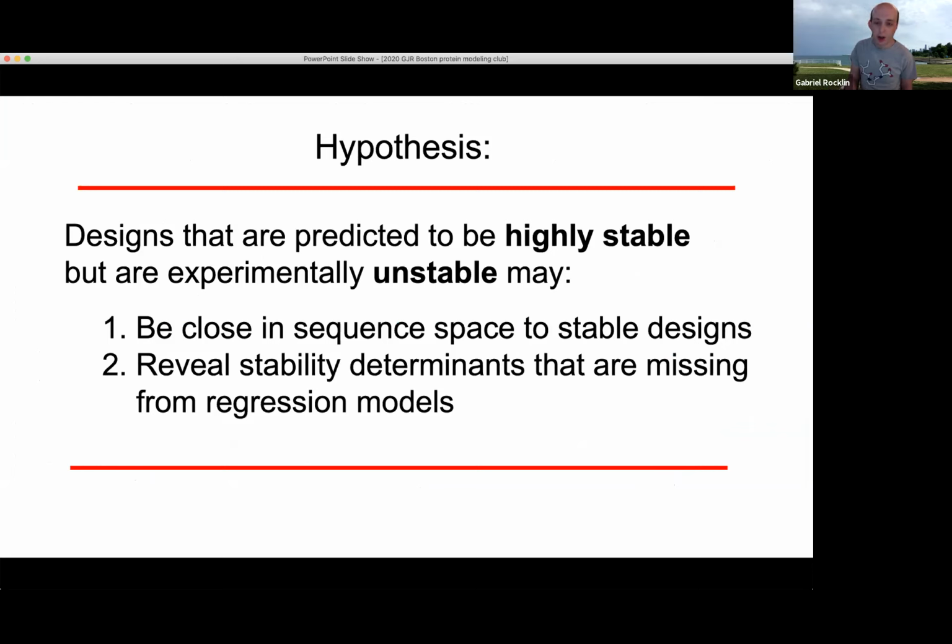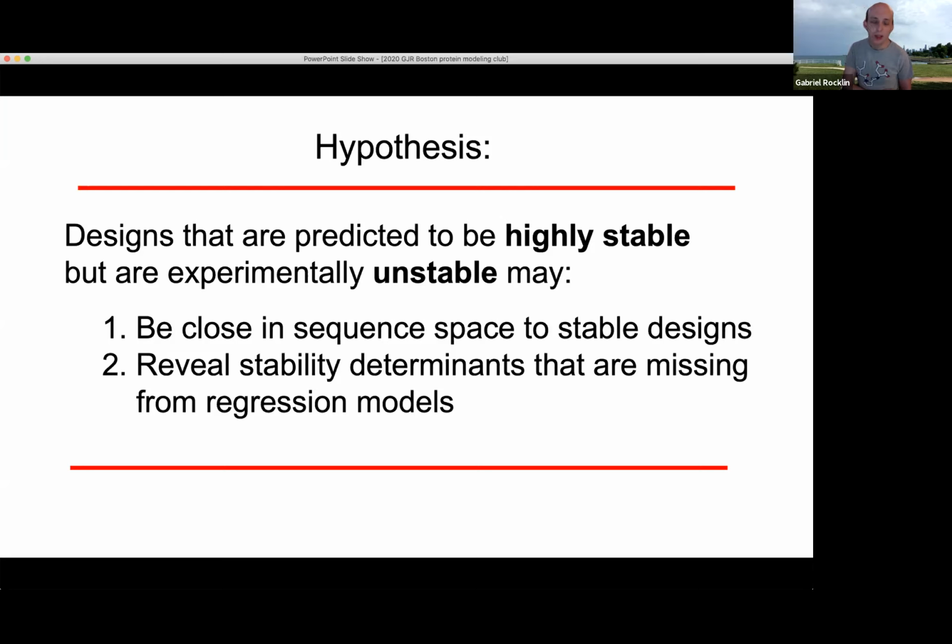And the other hypothesis that I'll show you in a second is we hope that these unstable designs were close in sequence space, and that we could actually use them. Specifically, we could do deep mutational scanning, and I'm going to show you that in a second, to try to find single mutants that would stabilize these designs and hopefully explain why they were experimentally unstable to begin with.